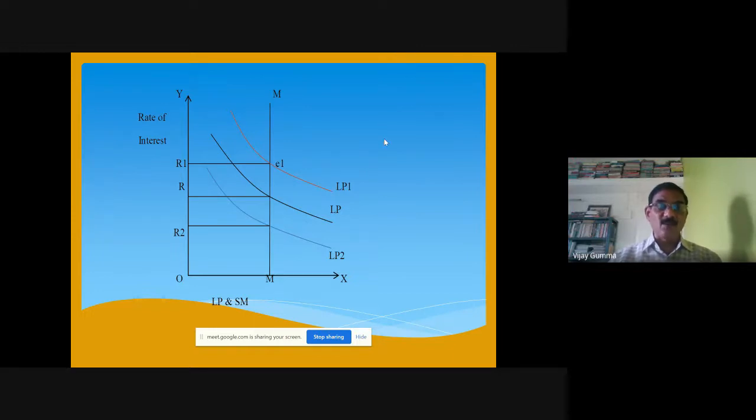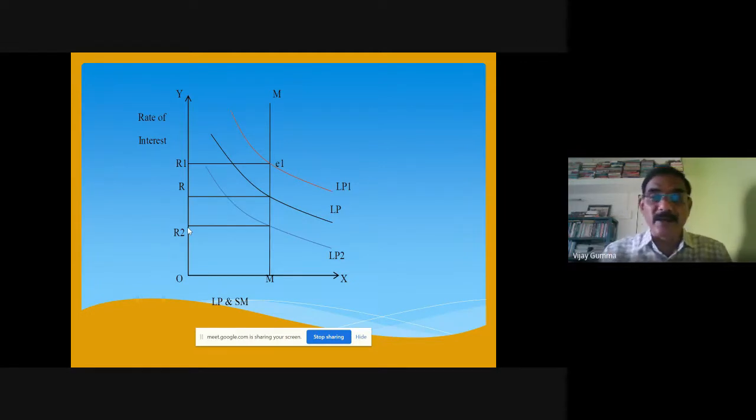Keynes states that when the supply of money remains constant, it is the liquidity preference of the people which determines the equilibrium rate of interest. See, when the liquidity preference of the people increases from LP to LP1, the rate of interest increases from OR to OR1. On the contrary, when the liquidity preference of the people decreases from LP to LP2, then the rate of interest decreases from OR to OR2. But in reality, the rate of interest is determined by the equality between the demand for money and supply of money. So later on, in the third module, we are going to study the ISLM model.